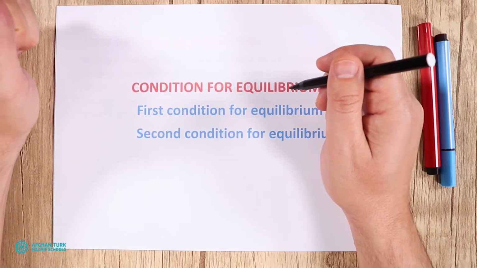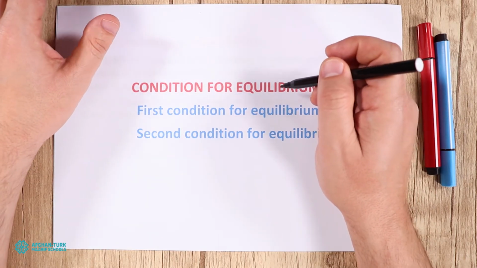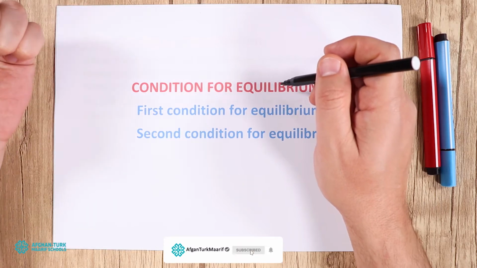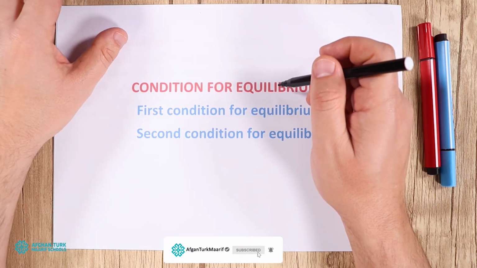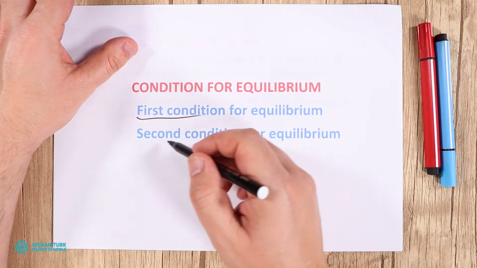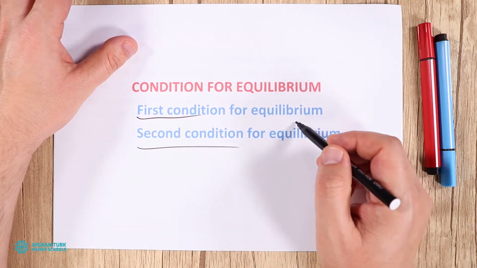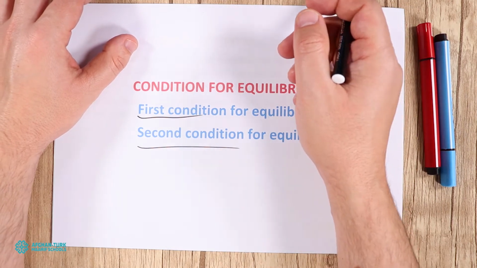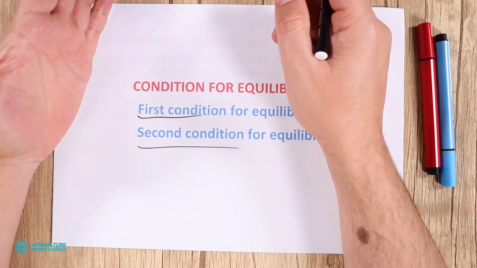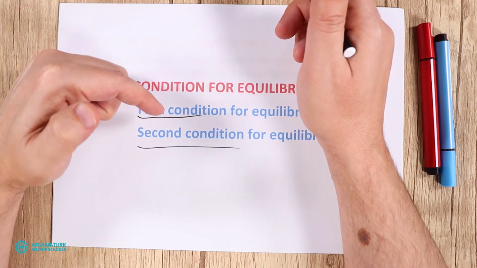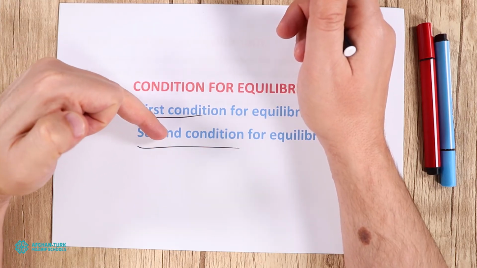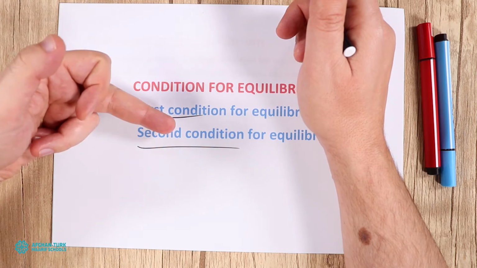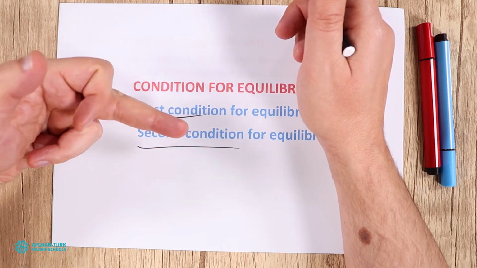In this video, we are going to study the conditions for equilibrium. We have two conditions for equilibrium: the first condition and the second condition. The first condition is usually known as static equilibrium, and the second one is dynamic equilibrium. Okay, let's see one by one.